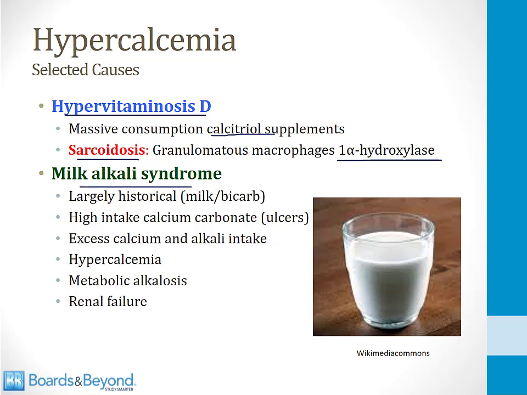And then the milk alkali syndrome is a largely historical cause of hypercalcemia, when years ago patients would drink milk and take sodium bicarbonate to treat their peptic ulcers. This can also be seen sometimes among patients taking high levels of calcium carbonate to treat ulcers. What happens in this scenario is that patients are consuming lots of calcium and also lots of alkali. That's why it's called the milk alkali syndrome.